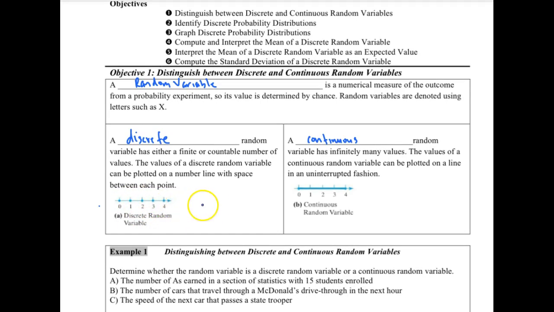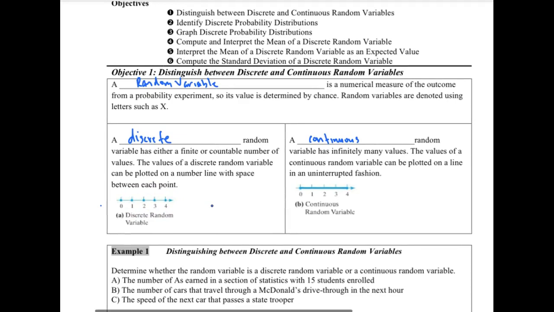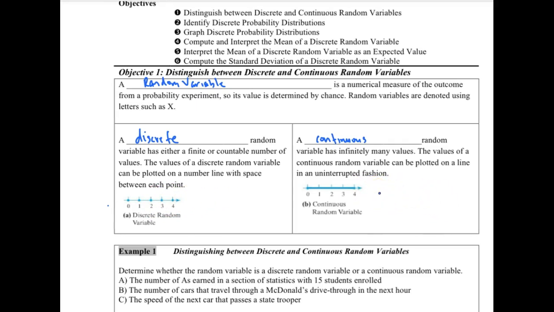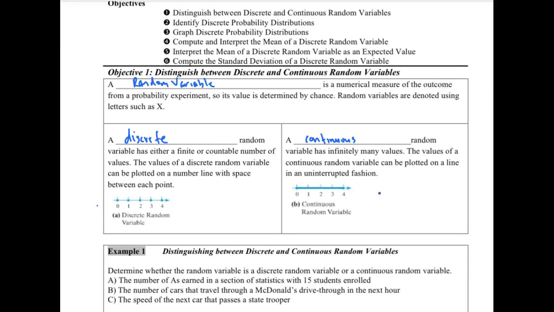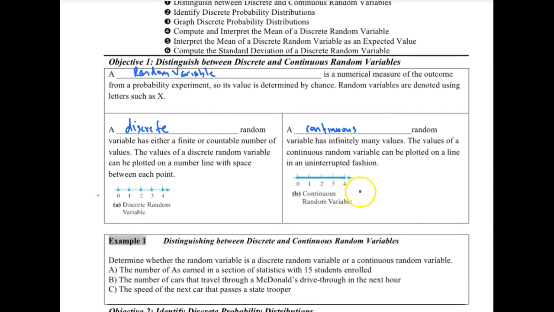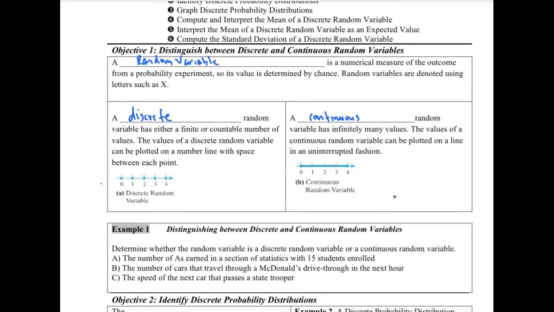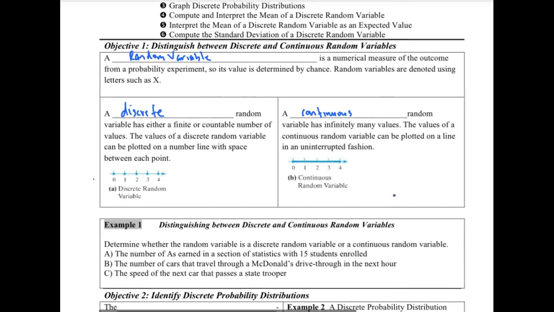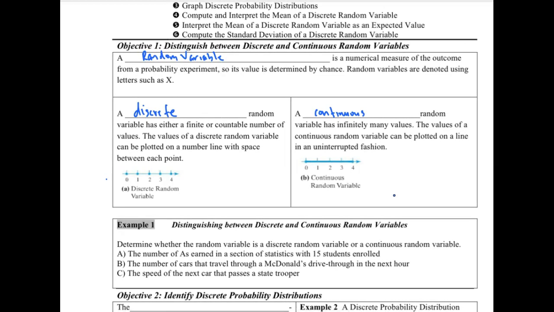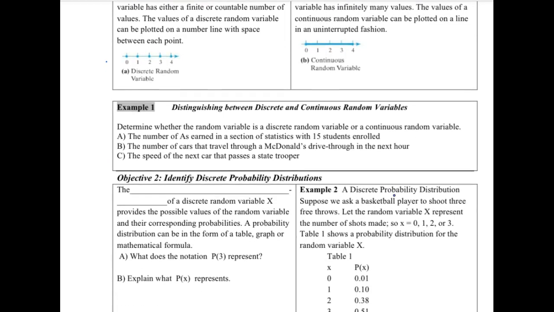And so discrete random variables, as you take a look, can be plotted on a number line with spacing between each point. What's the probability that someone makes 3 free throws when they shoot the ball? That would be discrete because you can only have 1, 2, 3 free throws made. Continuous could be like a length of time. What's the probability that I spend 5.5 minutes on the phone with my mother? And so when the variable can be continuous, and we're going to apply probabilities to that, then it's considered a continuous random variable.